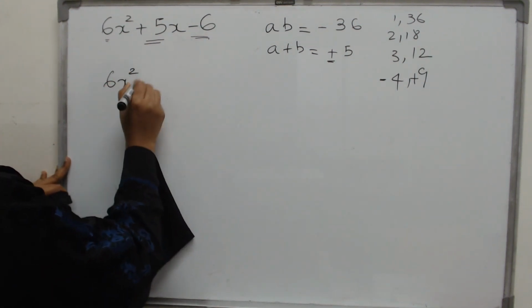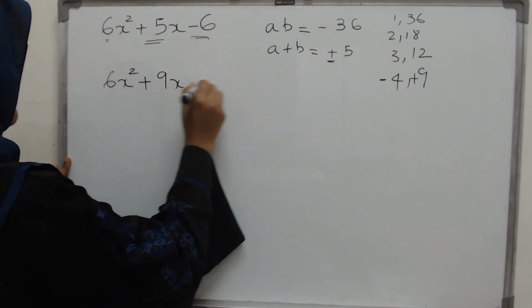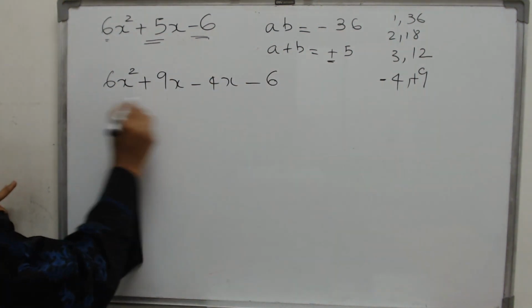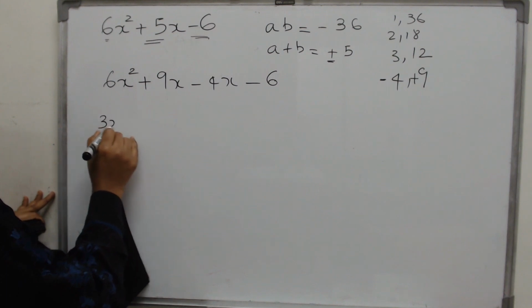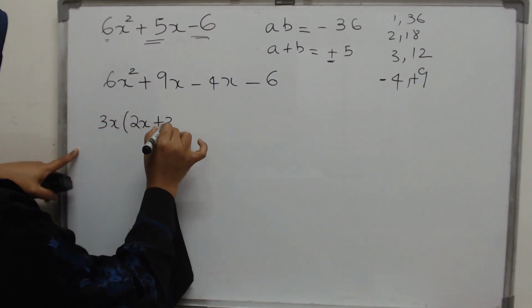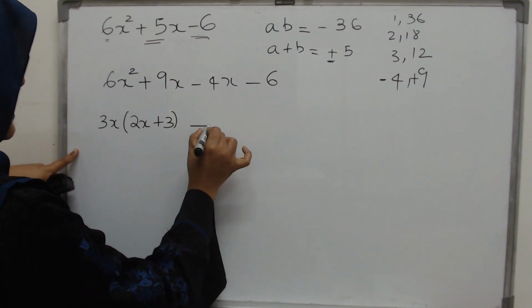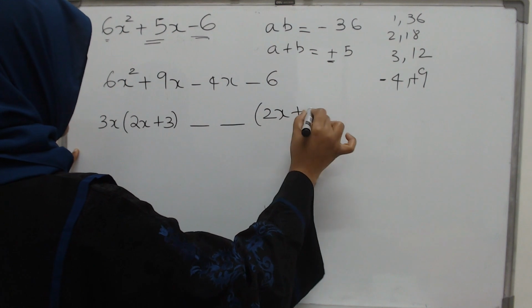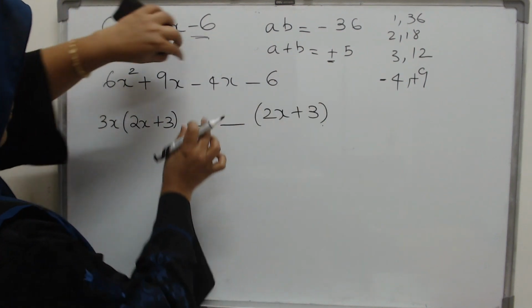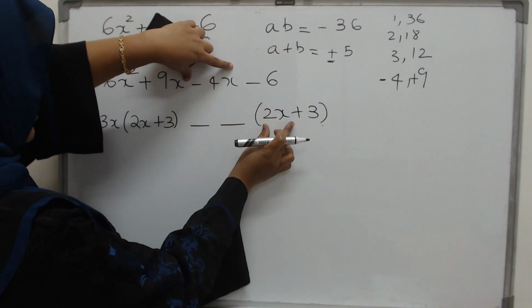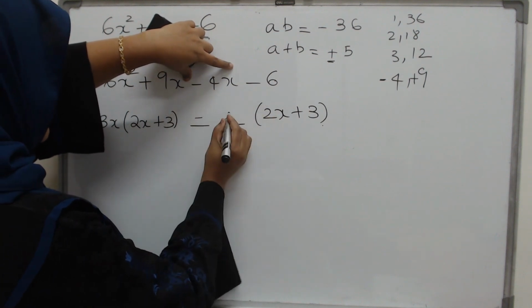Let us see how it works. 9x minus 4x minus 6. What all do you see common here? There is a 3 and there is a x. What is left here? A 2x plus 3. Now you need a sign, you need a number, and you need to get this. What do we do to minus 4x to get 2x? A minus and a 2.